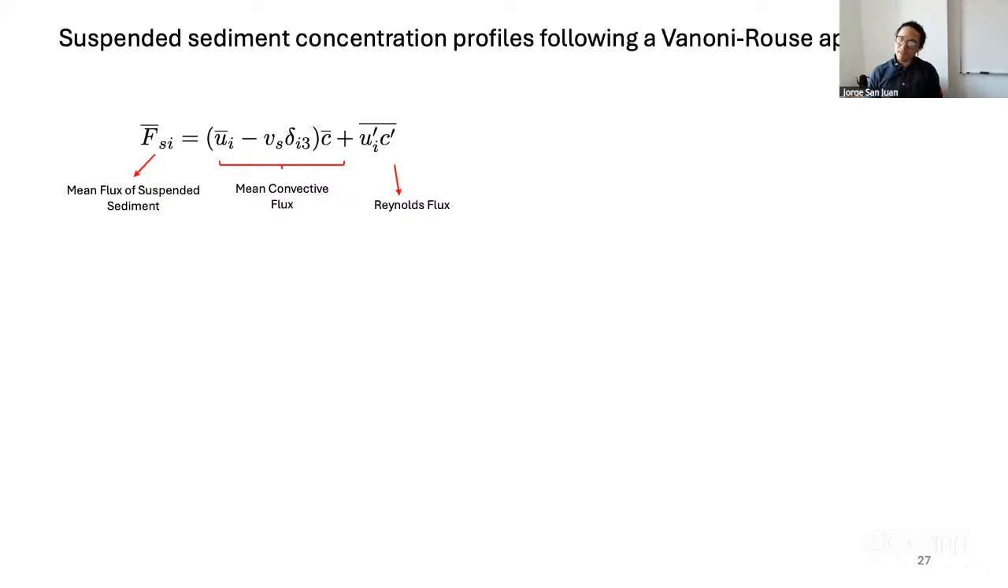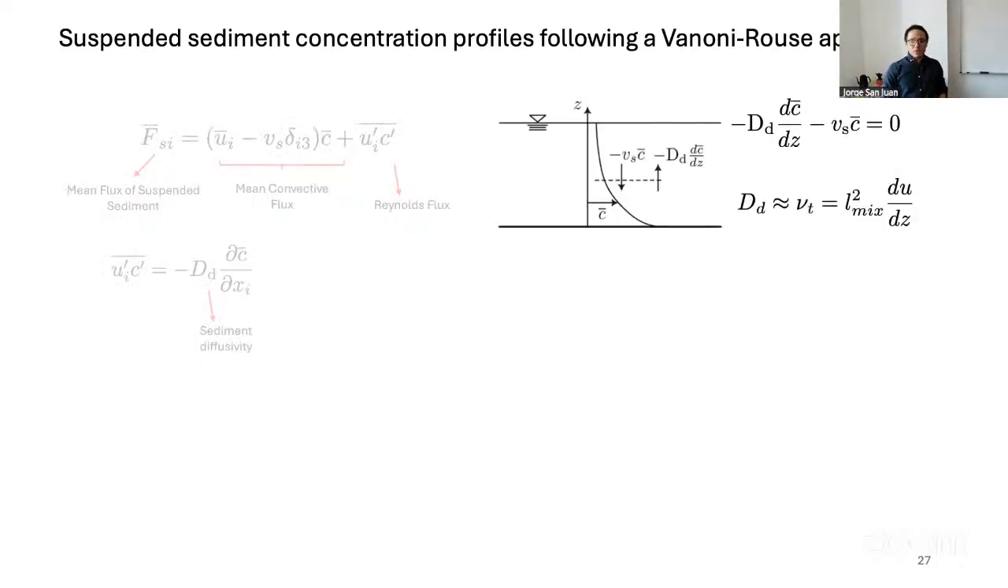For the suspended sediment transport, if you remember conservation of mass of suspended sediment, we're going to have a mean flux of suspended sediment, and that can be divided into parts. One is the convective, where the velocity is moving the sediment, and the other part is the Reynolds flux, where the turbulence is actually making the sediments move. The approximation is that this Reynolds flux can be approximated by a Fickian law through a sediment diffusivity. A sediment diffusivity could later be approximated to an eddy diffusivity sometimes, but not quite.